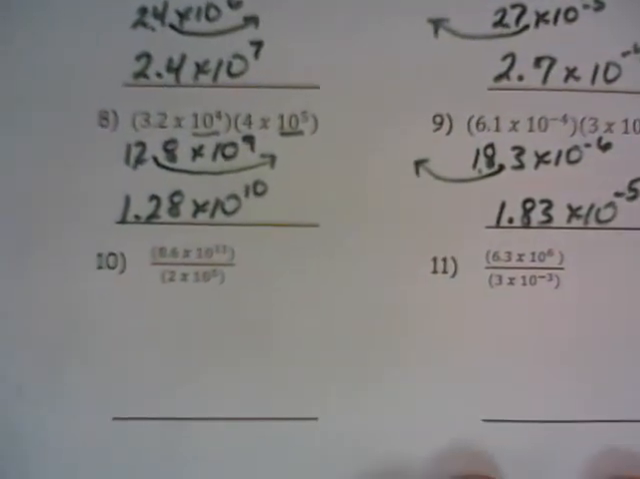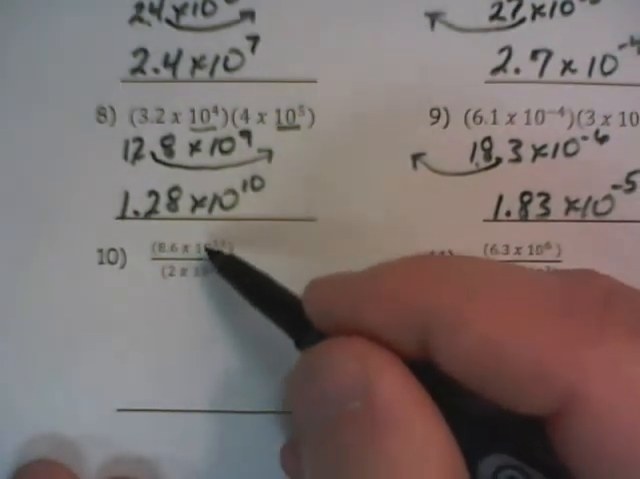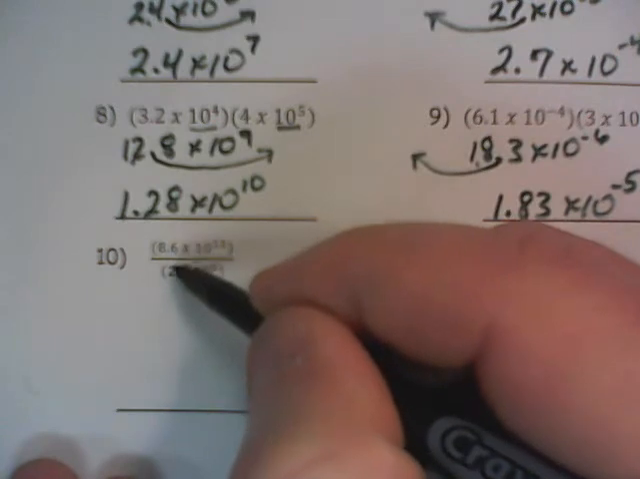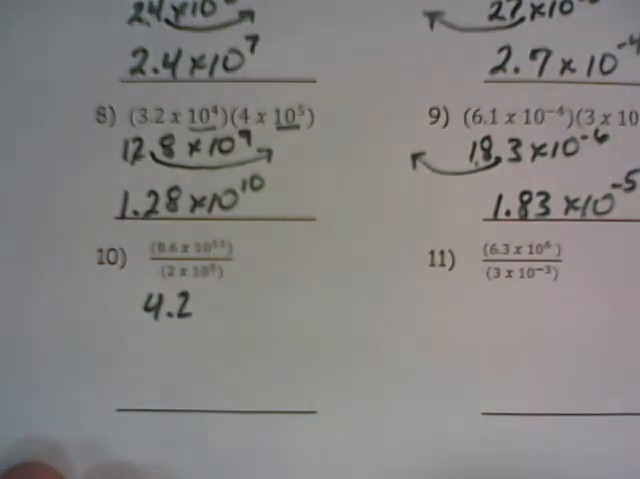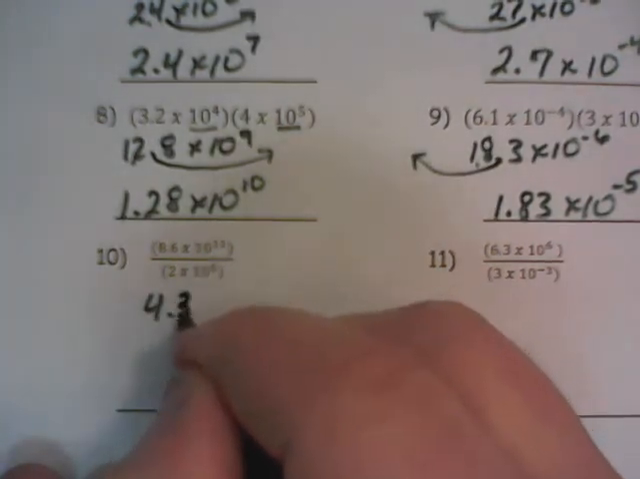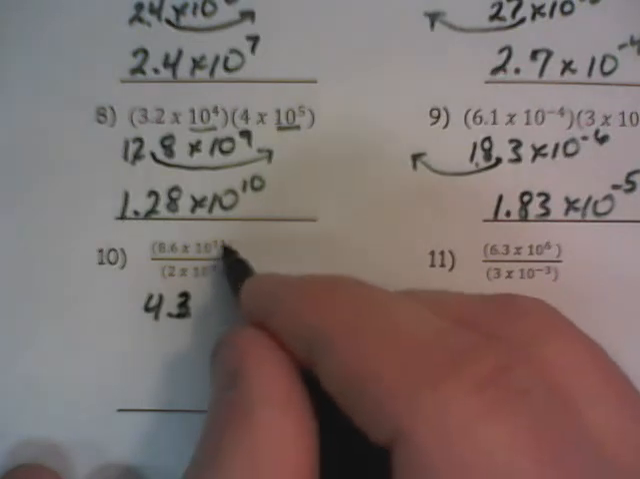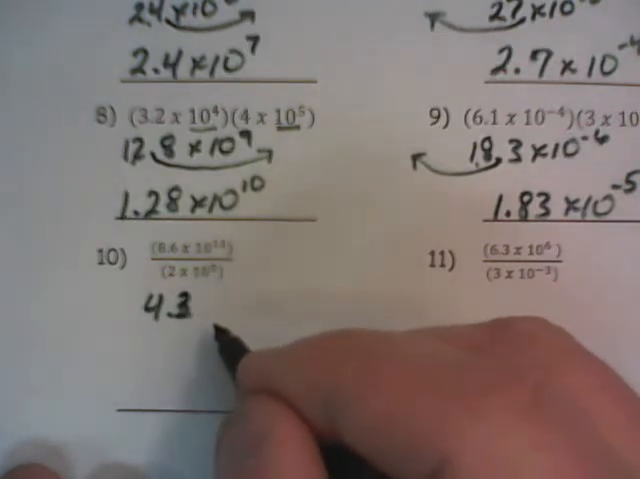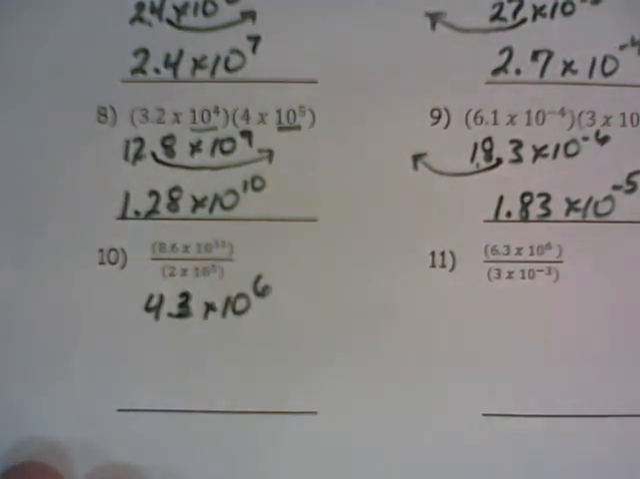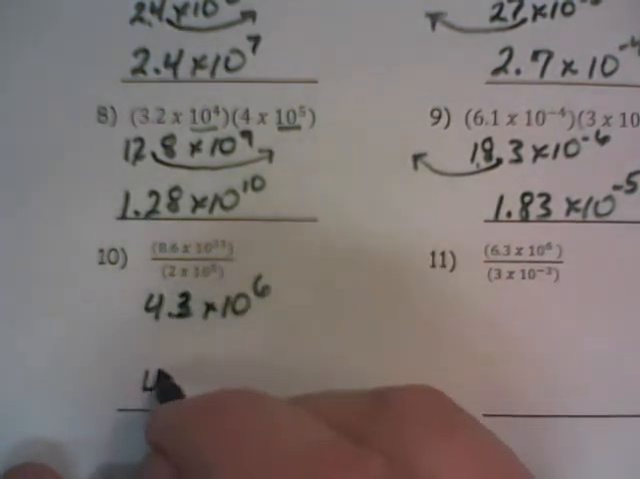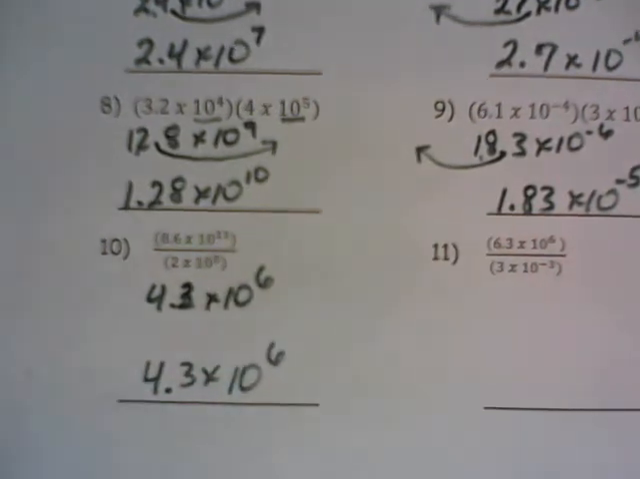So it's going to be times 10 to the negative 5th. If we go on and look at number 10, here we're dividing. And we can divide the parts together. We can take the 8.6 divided by 2. 8.6 divided by 2 is 4.3. And then 10 to the 11th divided by 10 to the 5th. Here we're going to subtract the exponents because we're dividing like bases. And 11 minus 5 is 6. And this is already in scientific notation. It's just 4.3 times 10 to the 6th power.